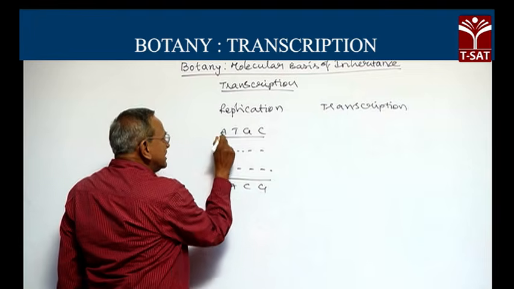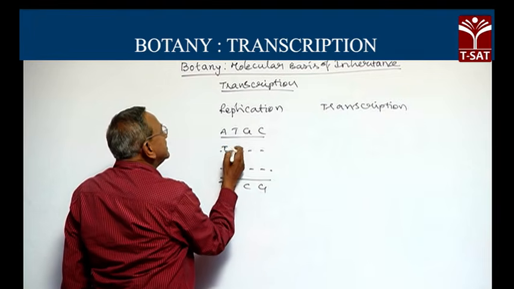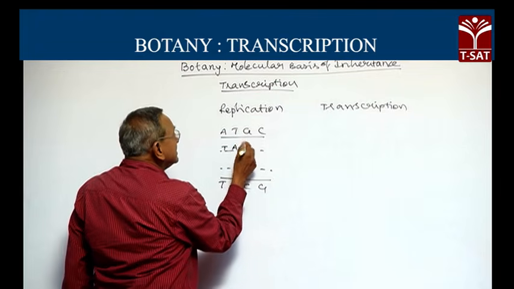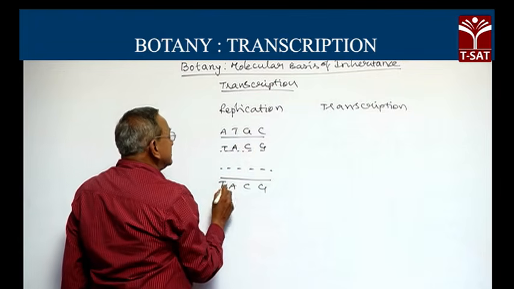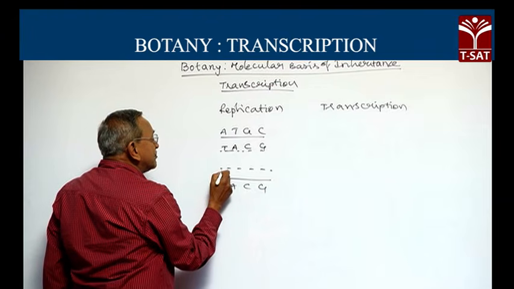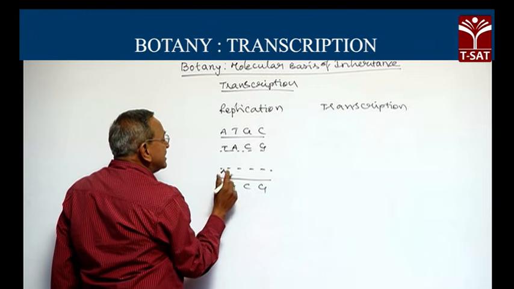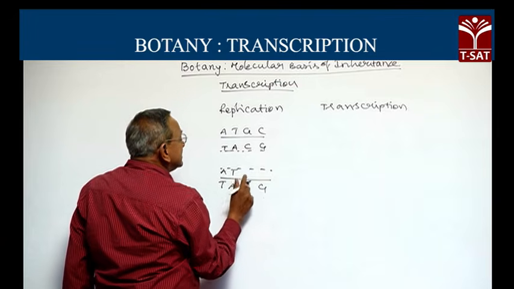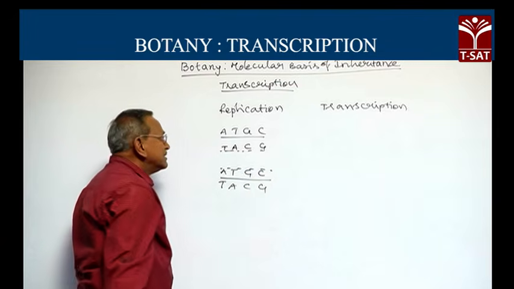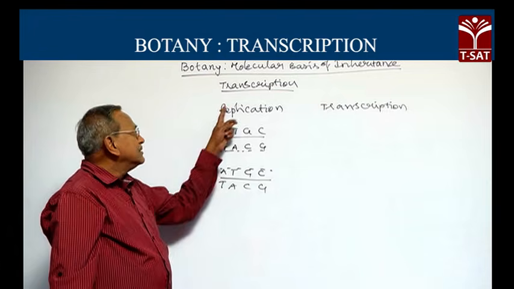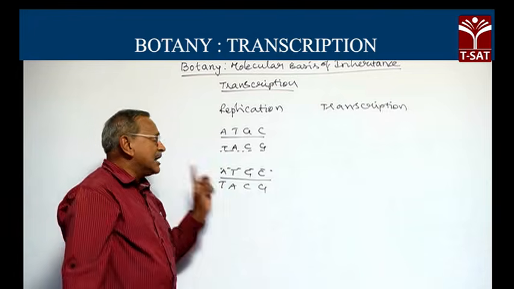So A is complementary to T, T is complementary to A, G is complementary to C, C is complementary to G. In a similar manner, T is complementary to A and A is complementary to T, C is complementary to G, G is complementary to C. So this is how the replication of DNA occurs.